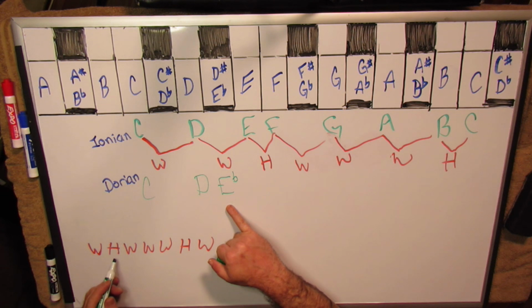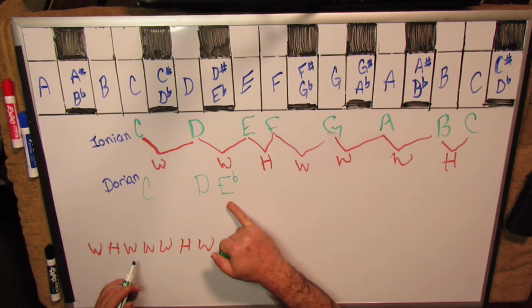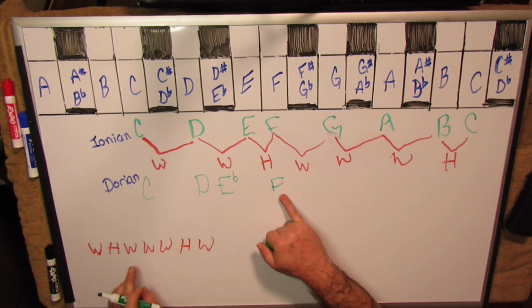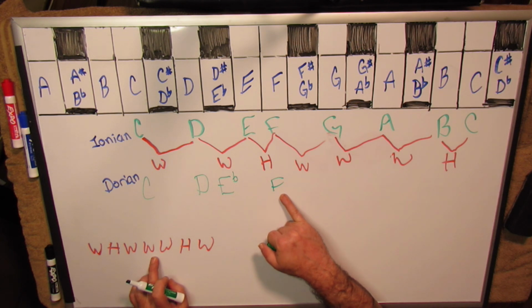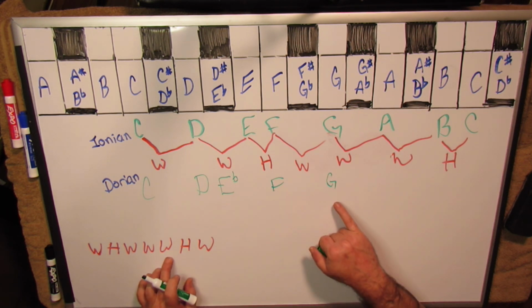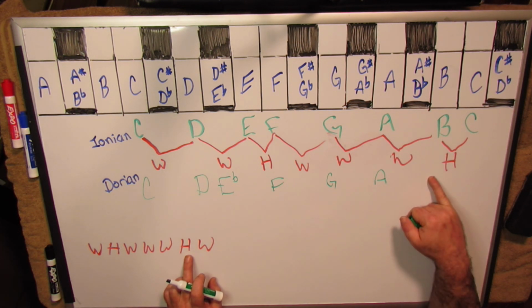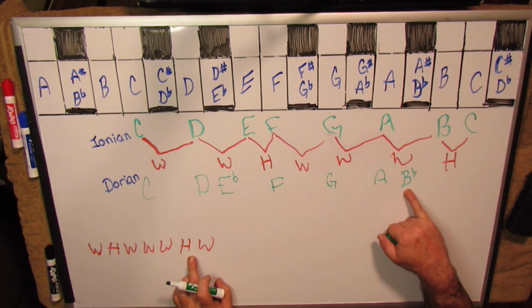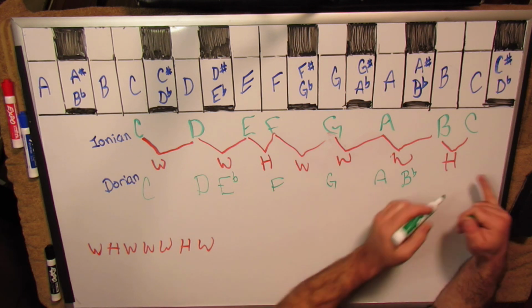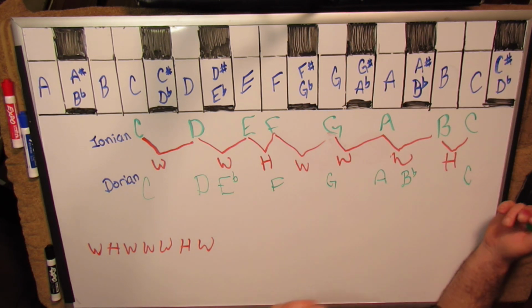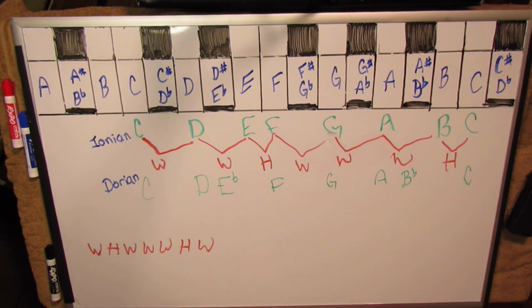From here we've done a half step. We're going to do a whole step from E flat now to F, and then another whole step from F to G, and another whole step from G to A, and a half step now, not to B, and then from B flat, we're going to take a whole step up to C, and that's how you double check yourself. You know you got back to tonic, you got back to your root note.